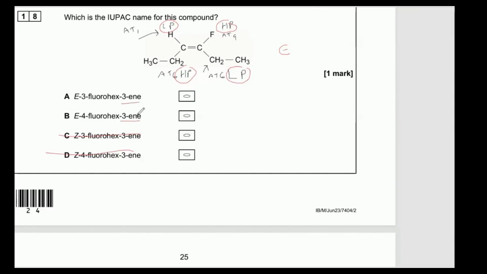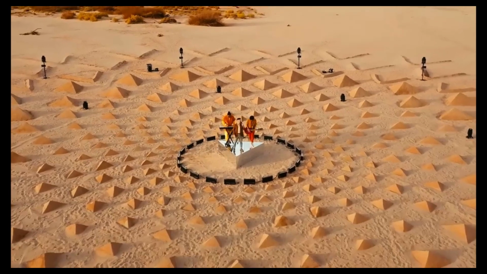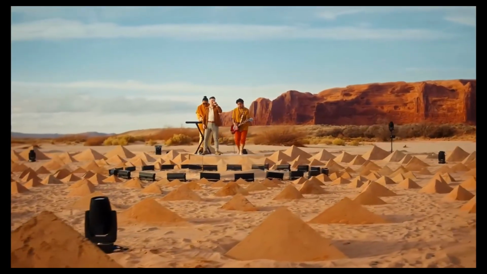Well, we can see the fluorine atom is attached to the third carbon. We give it the lowest numbering possible. So the lowest number we can assign, which is what you do with IUPAC names, to the fluorine is 3. So it is E-3-fluorohex-3-ene. That's the correct answer for 1 mark. Let's move on.